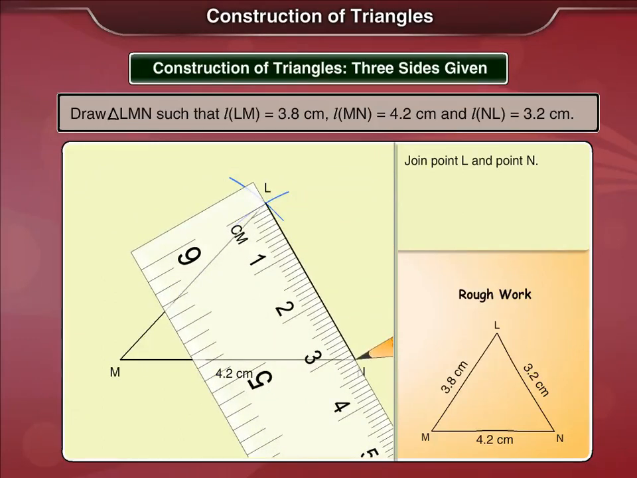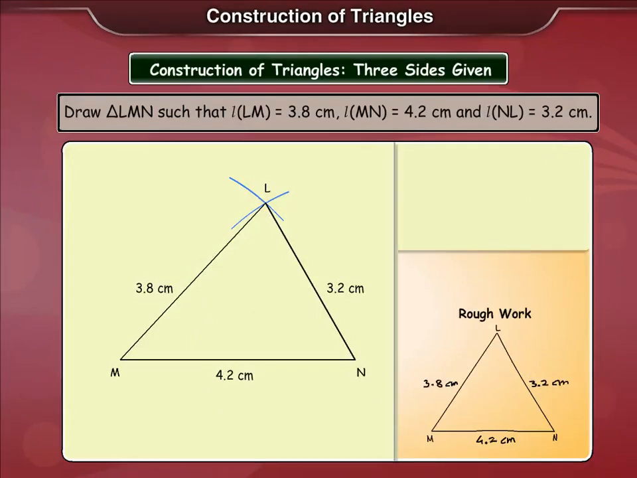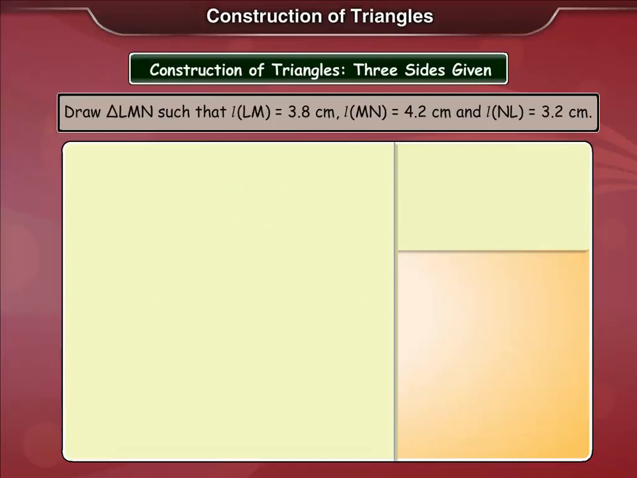The triangle LMN is on the upper side of the base MN. With the same measurements, can we draw a triangle on the lower side of the base MN? Let's draw and find this. First, we will draw a rough figure. To draw base MN, draw a segment of 4.2 cm using a scale.